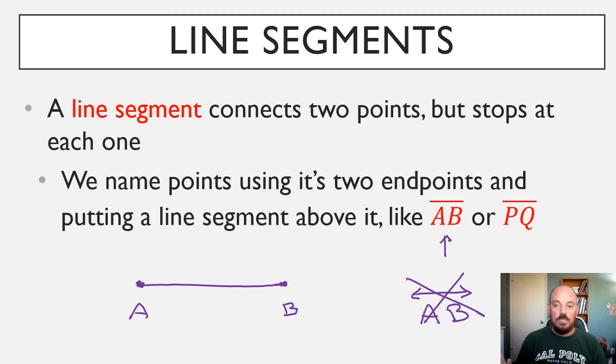A lot of times if you're reading our book, if you're looking at the homework in the book, you see line AB, you see line segment AB, you can be kind of confused between the two. Make sure you look for the little arrows in the notation that tells you what it is.